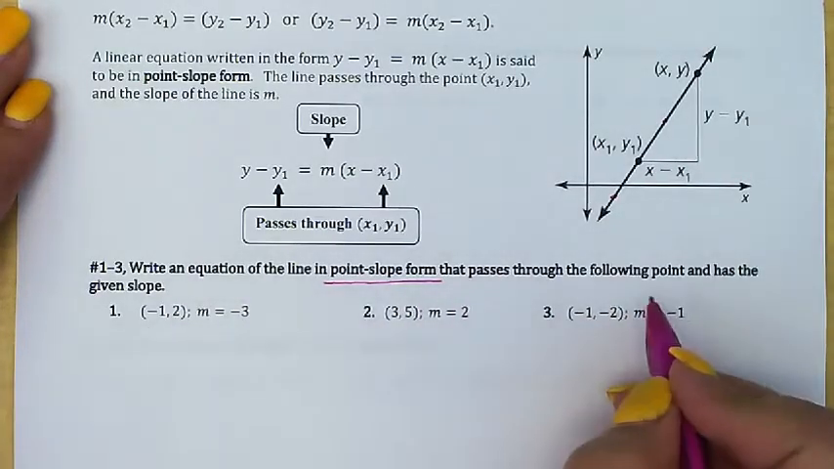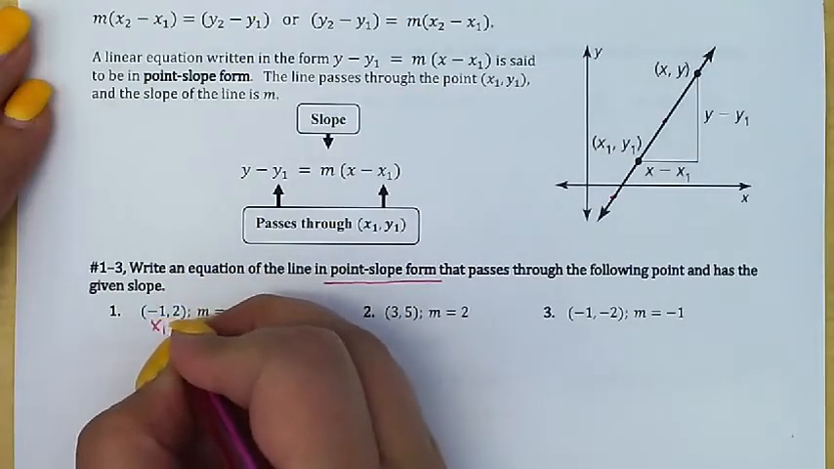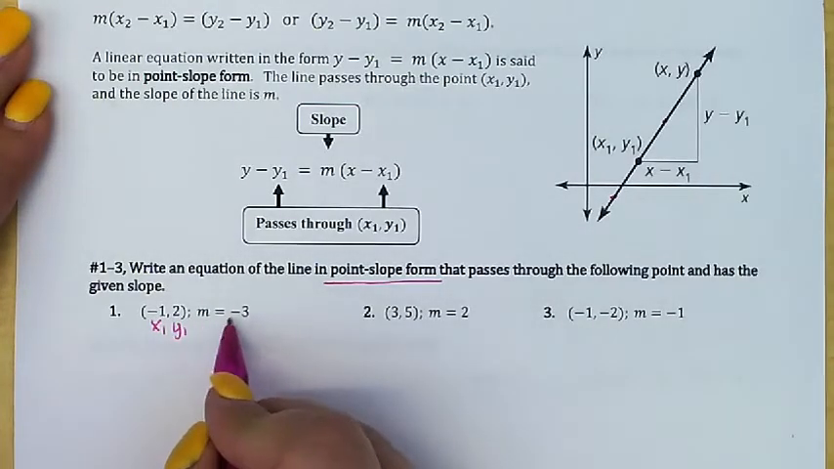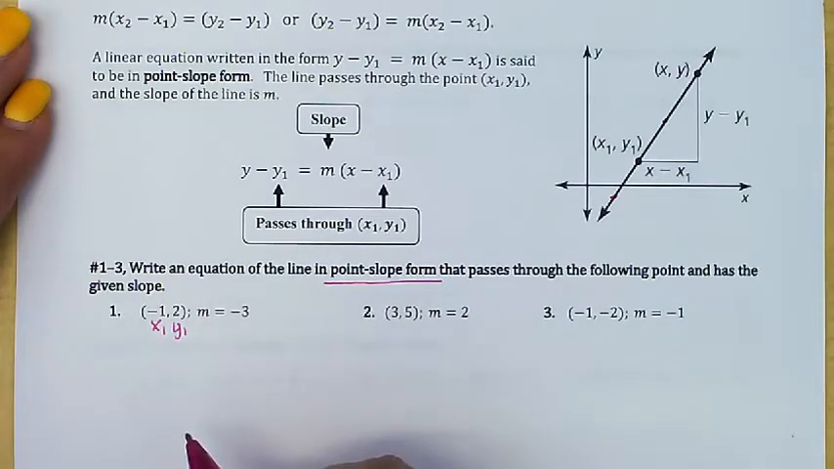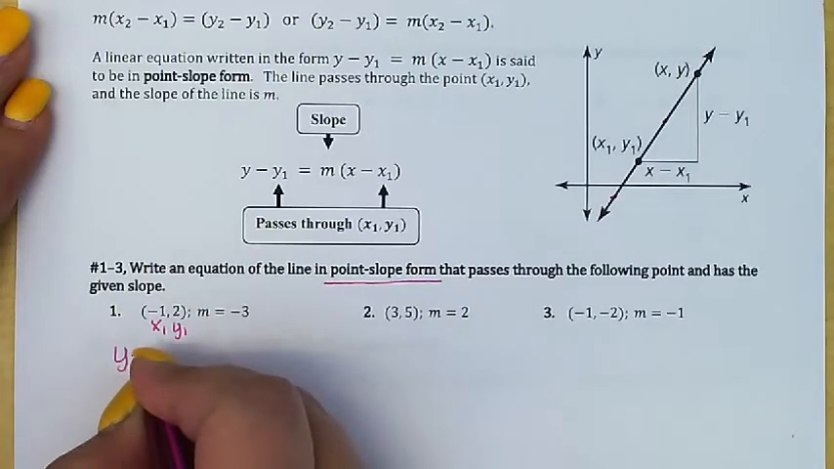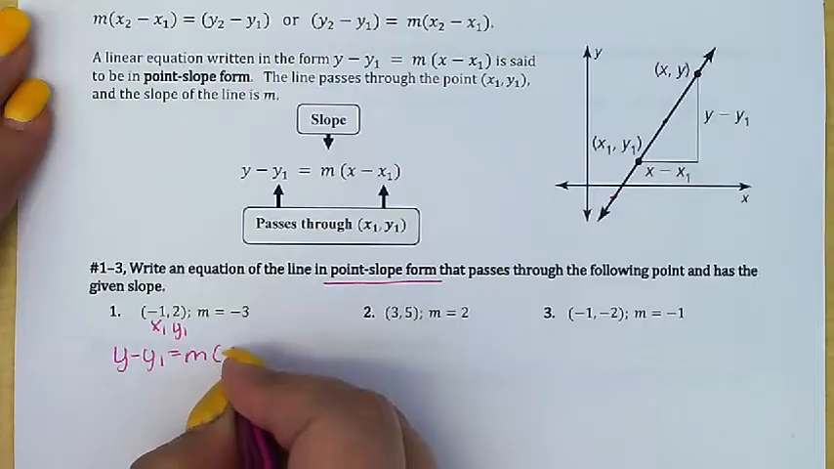When they tell me that my line passes through this point, that immediately tells me that I can use this as my x1, y1, okay? And when they tell me that it has a slope of -3, then clearly I can use that as the slope. And then it's just a matter of inserting our numbers in the appropriate place of point slope.